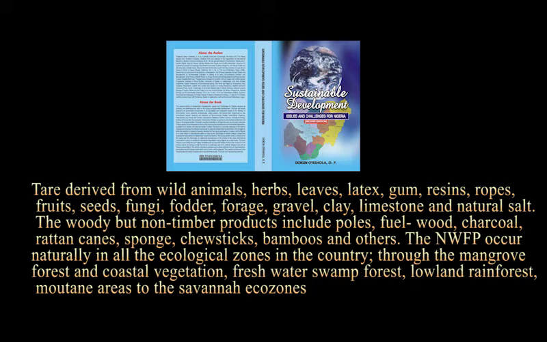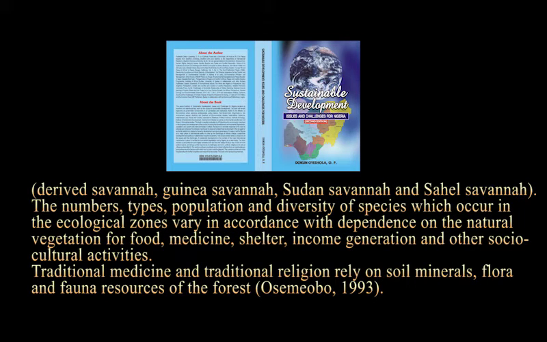The NWFP occur naturally in all the ecological zones in the country, from the mangrove forest and coastal vegetation, freshwater swamp forest, lowland rainforest, montane areas to the savanna ecozones: derived savanna, Guinea savanna, Sudan savanna and Sahel savanna. The numbers, types, population and diversity of species which occur in the ecological zones vary in accordance with dependence on the natural vegetation for food, medicine, shelter, income generation and other socio-cultural activities.